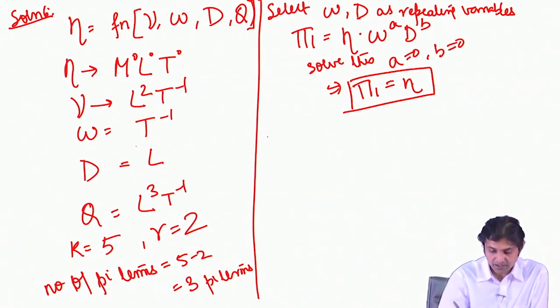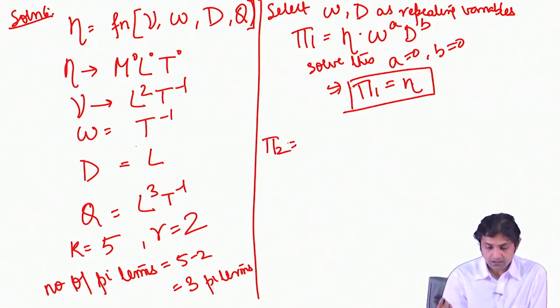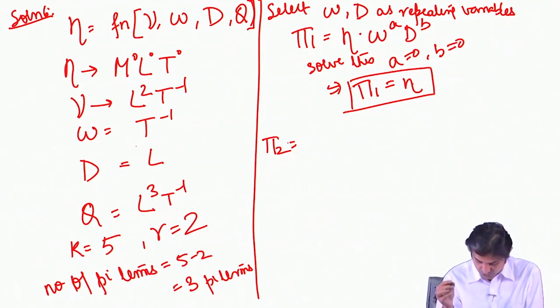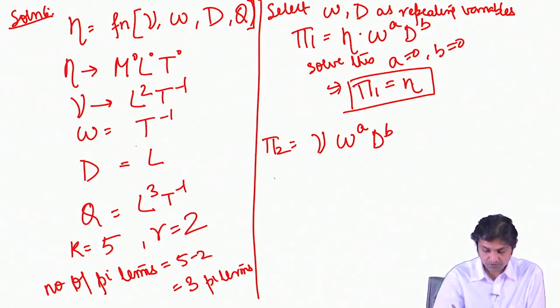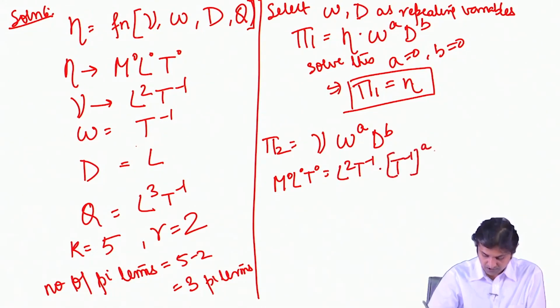Now, the second pi term will be the leftover. So, we can choose the non-repeating variable. One we have already chosen, eta, as non-repeating variable. The second will be nu. So nu times omega to the power a and d to the power b, or in other terms we can write M to the power 0, L to the power 0, T to the power 0 is equal to L squared T minus 1 into T to the power minus 1, whole power a, and d is L to the power b.